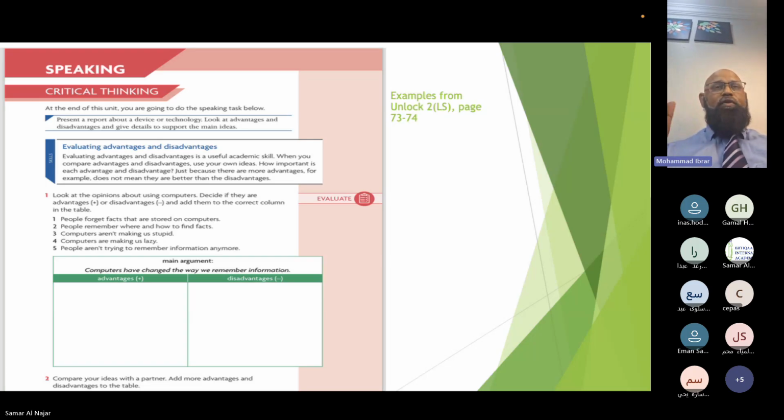In the same class, when you have weak students and strong or advanced students, you just give the advanced students two columns. But with weak students, you can provide them sentences and ask them to put them in different categories. This is how you promote critical thinking.